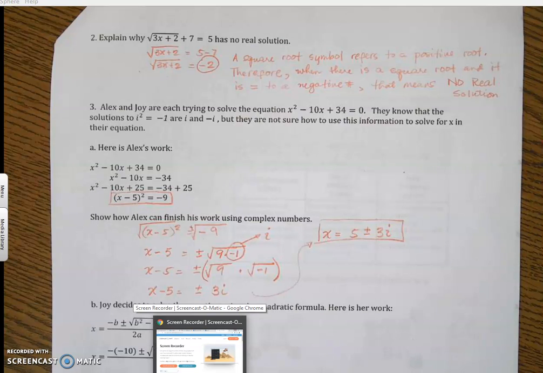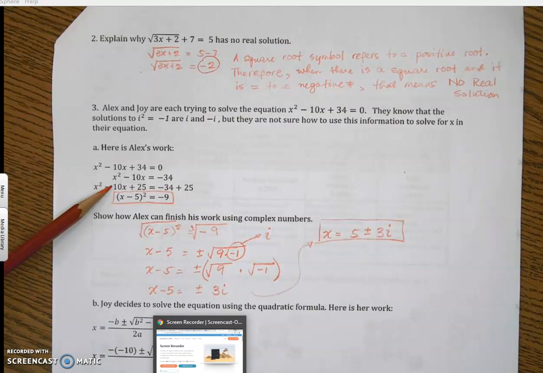Alex and Joy are trying to solve the equation x squared minus 10x plus 34 equals 0. They know that the solutions to i squared equals negative 1 are i and negative i. But they do not know how to use this information to solve for x in their equation. So here is Alex's work.